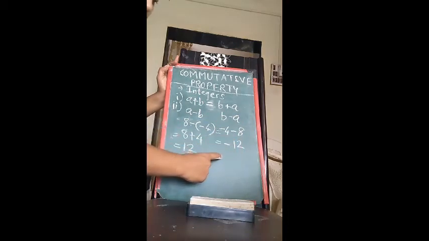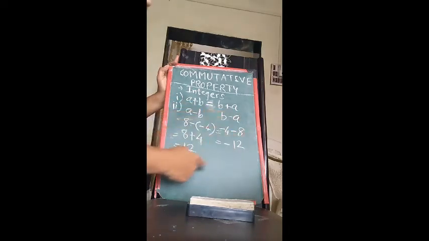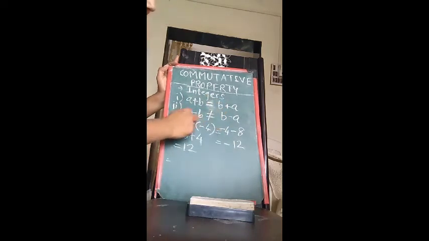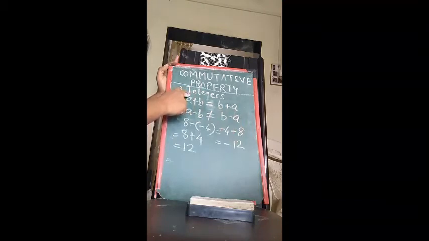So both the answers are the same number but the sign is different, so these both are different. So this property does not satisfy for subtraction. The commutative property for the integers is not satisfied for subtraction. Have you got this? So we are going to write it like this, not equal to: a minus b is not equal to b minus a in the case of integers.